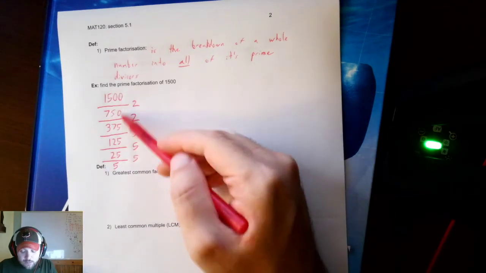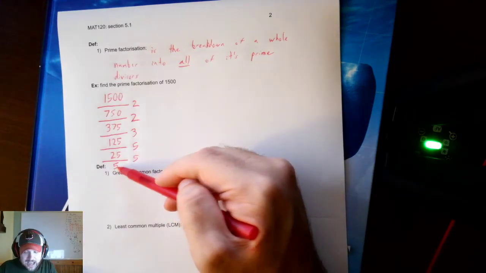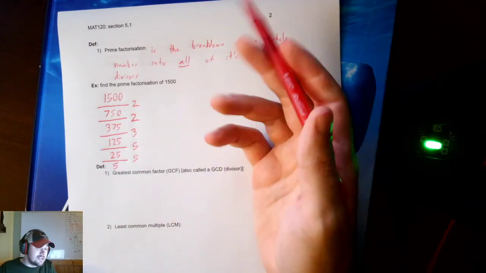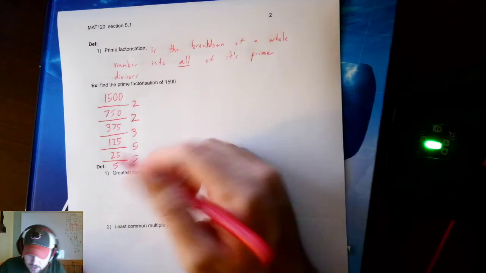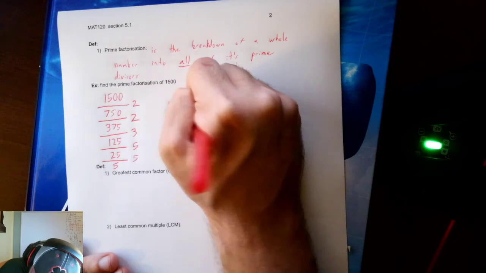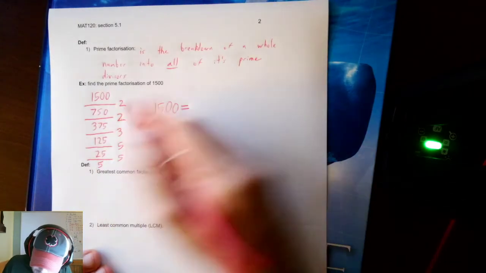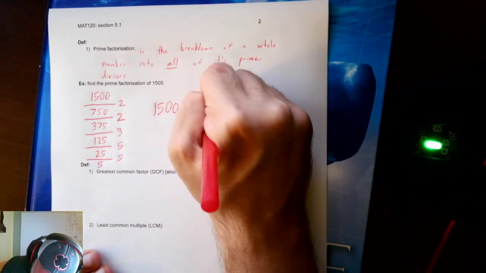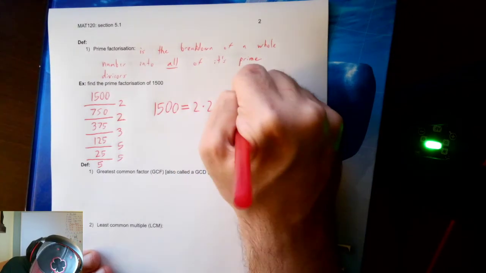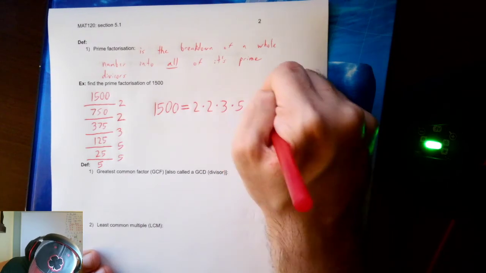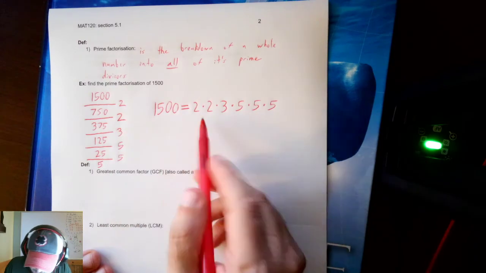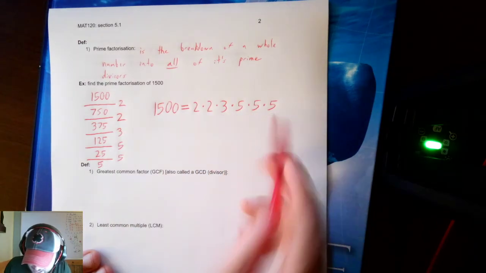Notice I broke my number down until it became a prime number. I can't break 5 down any farther. Nothing goes into 5 except itself and 1. So, I have found the prime factorization. 1,500 is equal to 2 times 2 times 3 times 5 times 5 times 5. 2, 2, 3, 5, 5, 5.